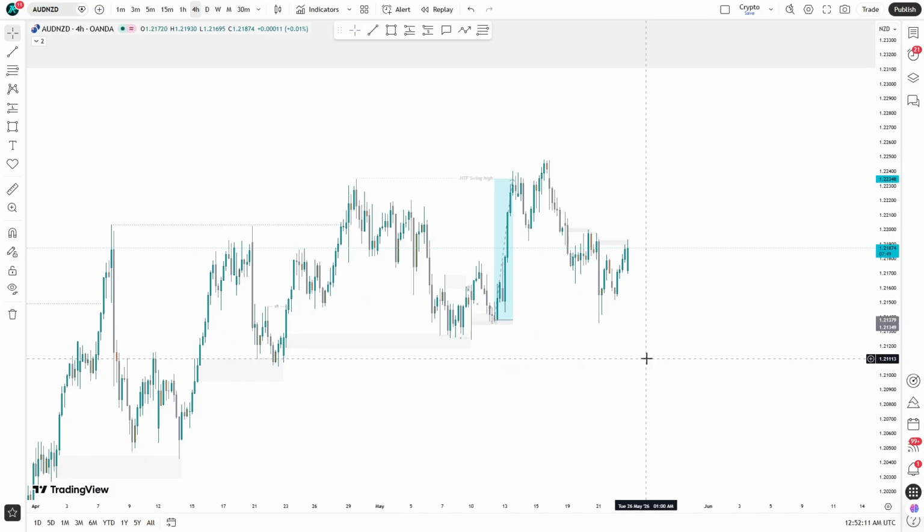Today we are going to do a case study on AUDNZD, that's Australian dollar versus New Zealand dollar. As you can see on the chart, we're on the 4 hours time frame. So we are approaching the weekly supply zone.